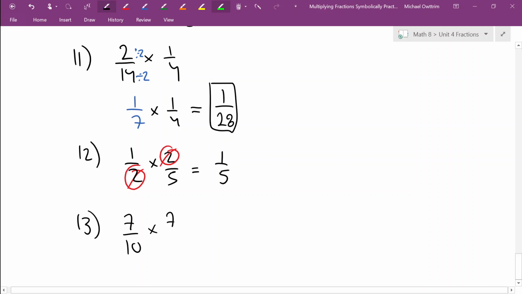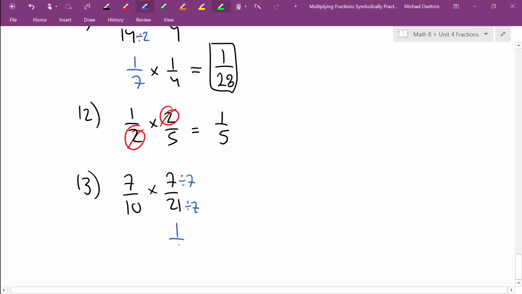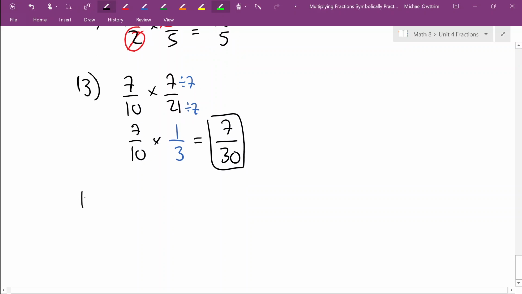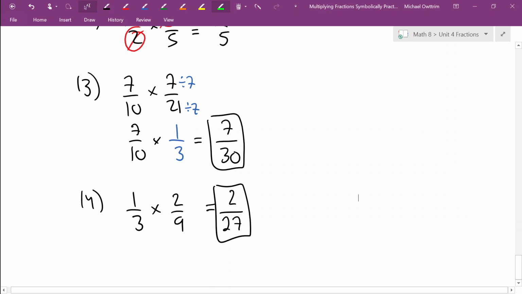13/7 times 7/21. Let's divide top and bottom of the second fraction by 7. That'll give us 1/3 times 7/10. 7 times 1 is 7. 10 times 3 is 30. And lastly, question 14, 1/3 times 2/9. 1 times 2 is 2. 3 times 9 is 27. And that's our simplest form.